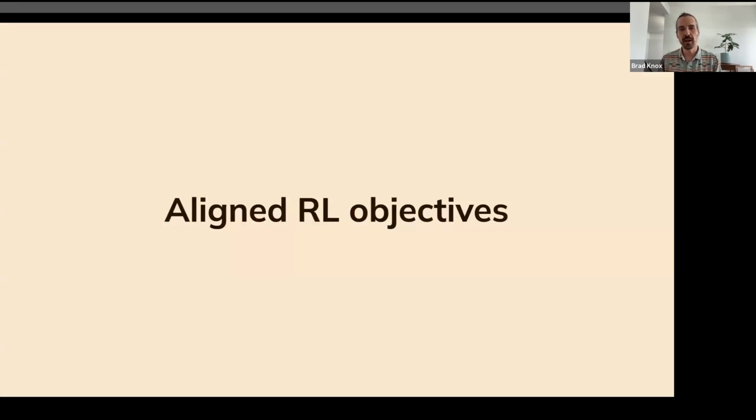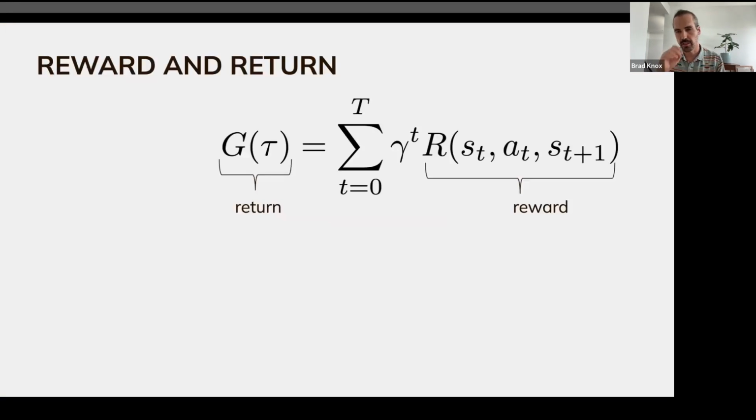All right, what do I mean by aligned RL objectives? So to explain that, let me just review some notation. We have a reward function over here, R. It takes the state at time t, the action taken in that state, and then the next state. This is just the most expressive common form of the reward function, and it outputs a scalar value.